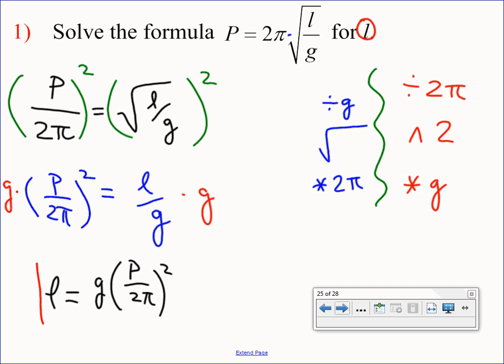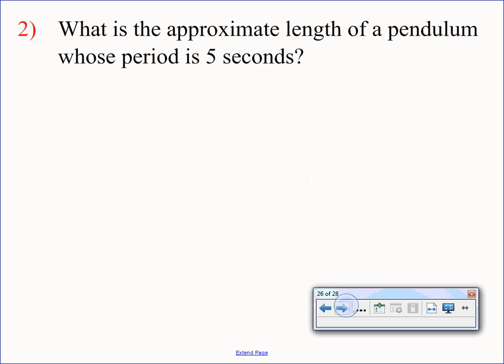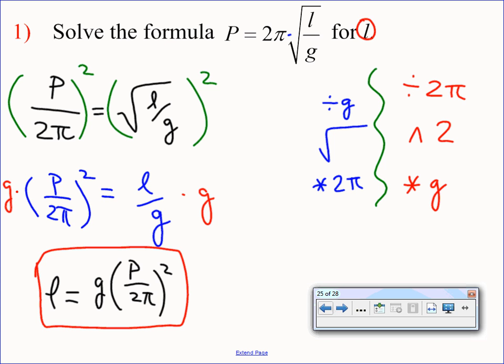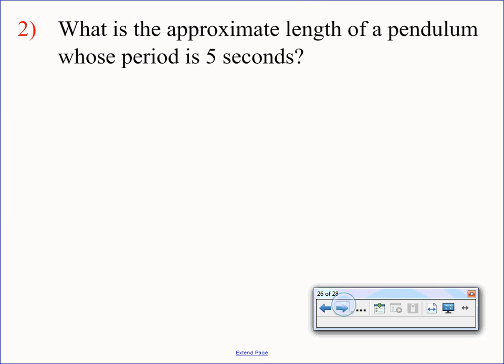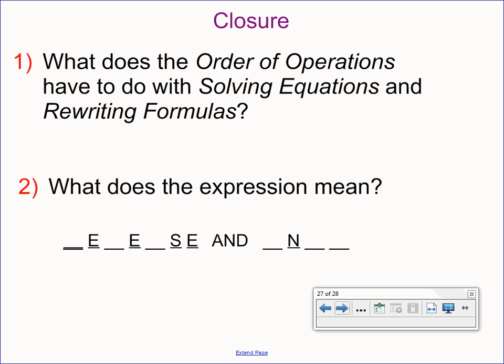And now we can use that formula to do something. We can determine the approximate length of the pendulum whose period is 5 seconds. We do that by plugging in my period T is 5 seconds. Plug that in right there for T and work it out. But we're not going to do that.